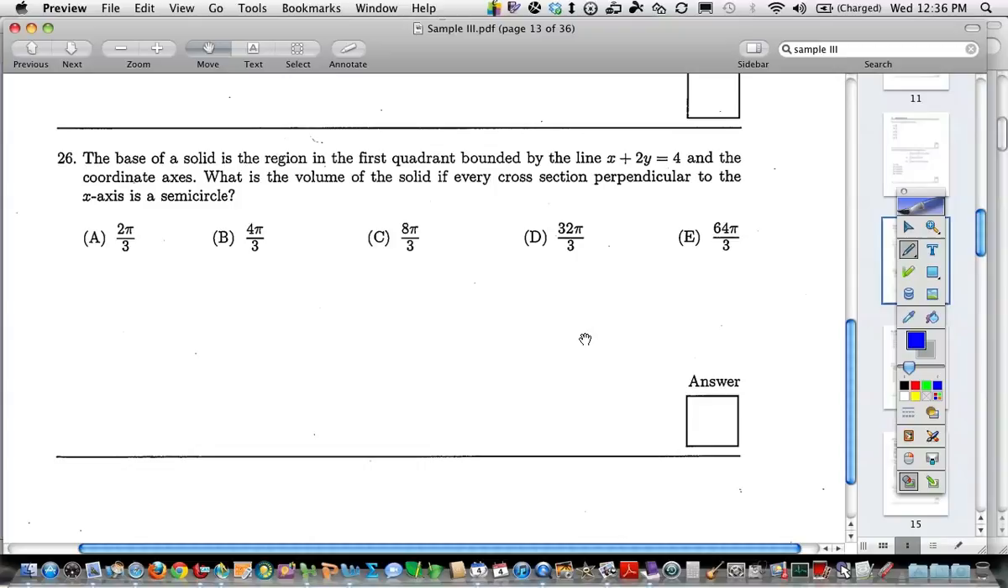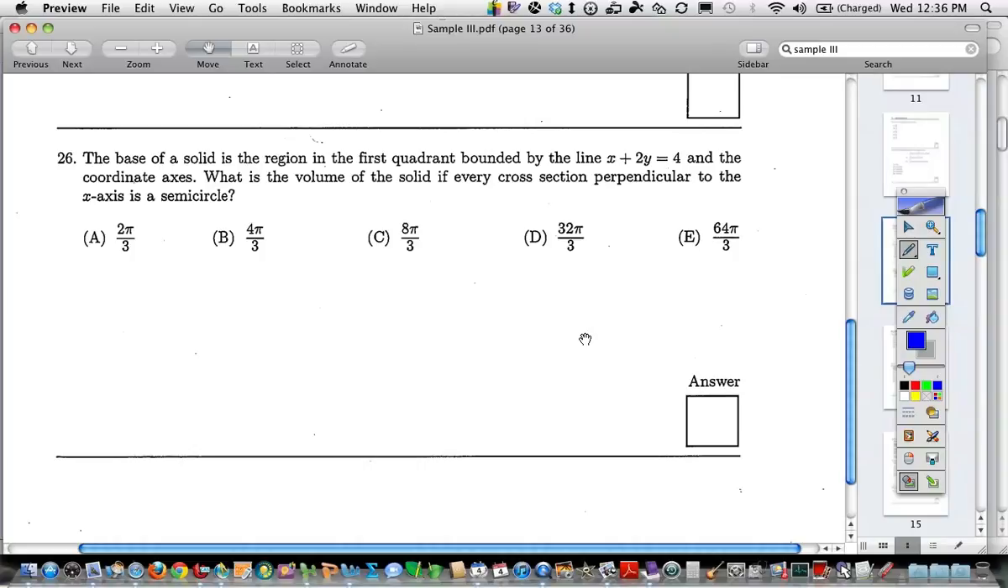Problem number 26 on sample 3 is one that we still can't do. It says the base of the solid is a region in the first quadrant bounded by this line and the coordinate axes. What's the volume of the solid if every cross-section perpendicular to the x-axis is a semicircle?